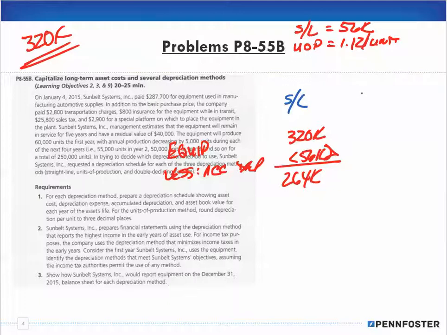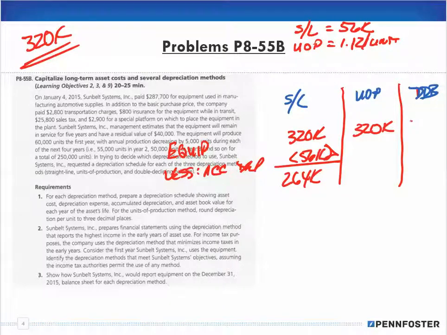Now for this column here, we're going to have units of production, okay? And I'm going to use this column for double declining balance, right? So we would have 320,000 for all three of them, of course. But our accumulated depreciation at the end of the first year for the units of production is going to be $67,200, okay? And of course, that ends up giving us a book value of $252,800. And for our double declining balance, it's $128,000 in our first year, which means our book value is $192,000.